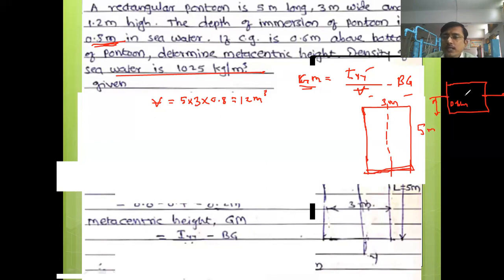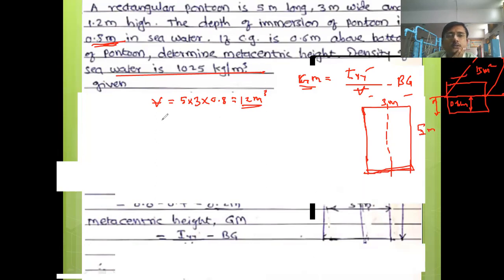So this 0.8, this height, multiplied by this dimensions or the area in the plan, that is 3 by 5. This will be 15 meter square. This 15 meter square multiplied by 0.8, you will get here 12 meter cube as the volume of water displaced by this pontoon, right? So here we got the volume of water displaced by the pontoon. Next thing we need to find out is IYY and BZ.